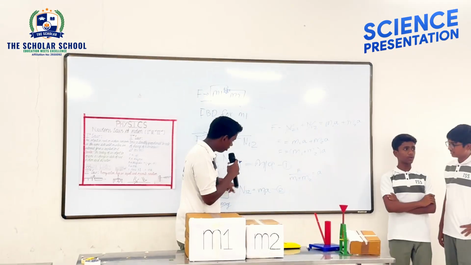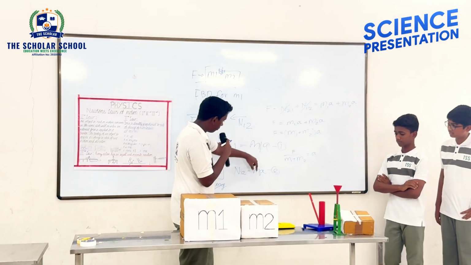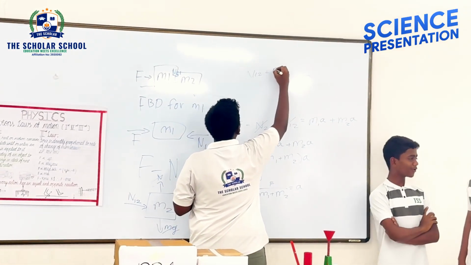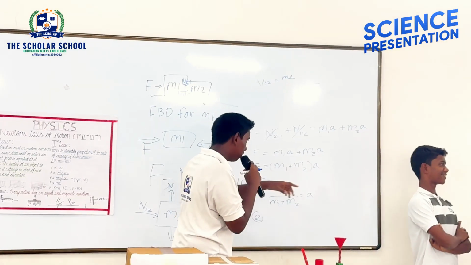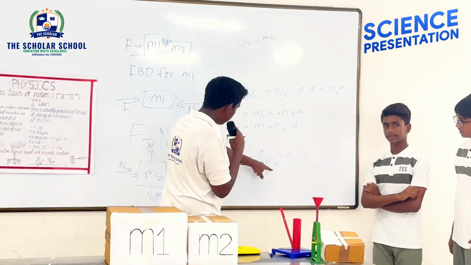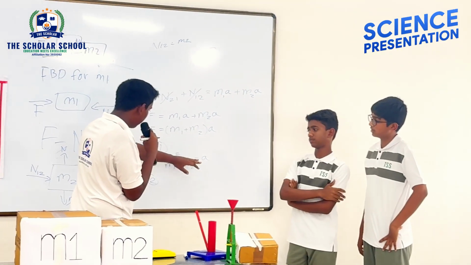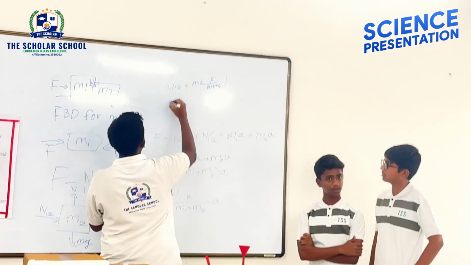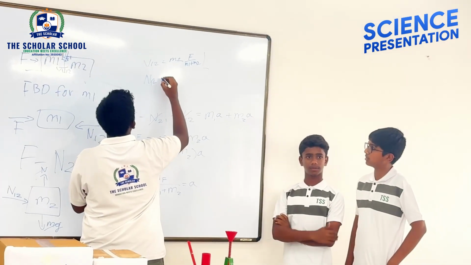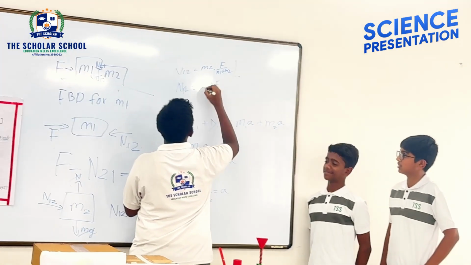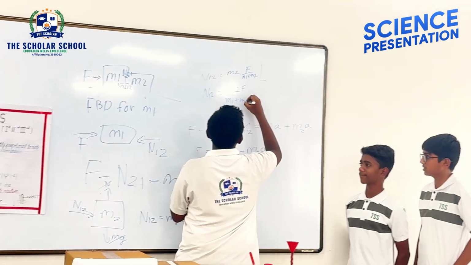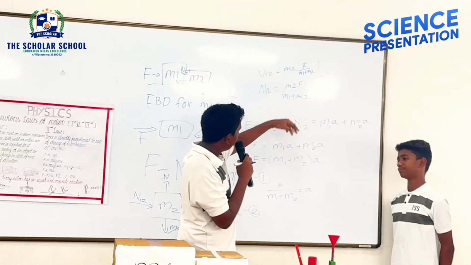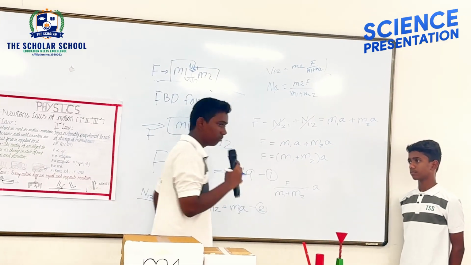Now my friend Valan. From equation 2, normal reaction N12 is equal to m2a. As Crispin found, F by the sum of masses is equal to a. So I am going to substitute the value of a, which is F by (m1 plus m2). So the normal reaction N12 is equal to m2 into force by the sum of masses.